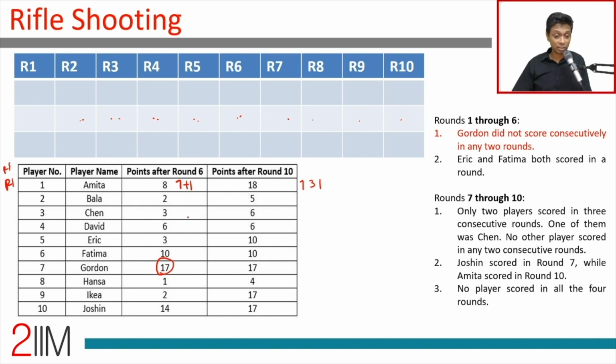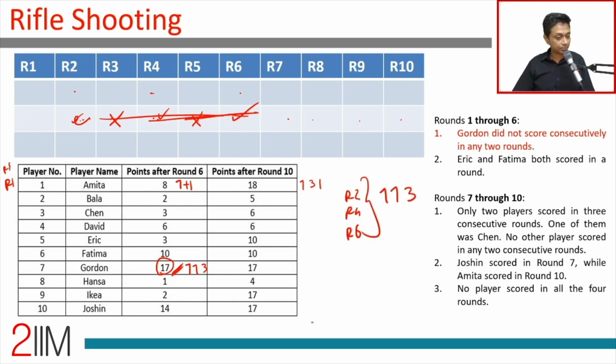He did not score consecutively in any 2 rounds. What does it tell us? Brilliant. It tells us clearly that 17 is a big number. He's getting in 3 matches only, maximum of 3. So this has to be a 7, 7, 3. He's not scoring in round 3. He's not scoring in round 5. Gordon is there in round 2, round 4, round 6. I'm not saying he is second. I'm saying Gordon is there in round 2, round 4, round 6. 2 sevens and a 3 sitting there.